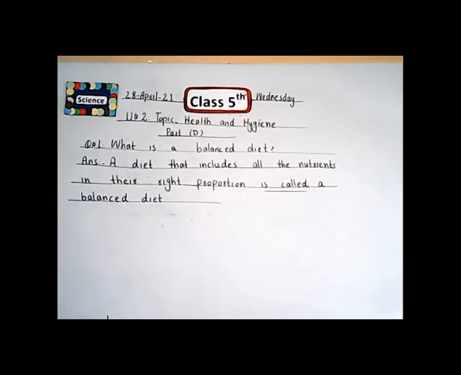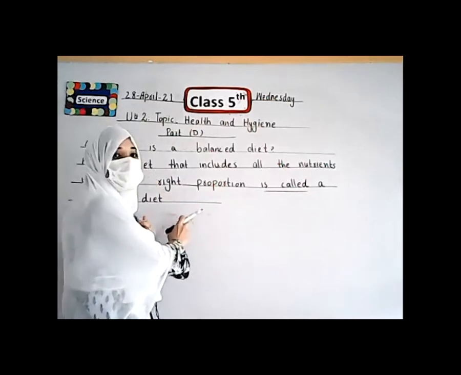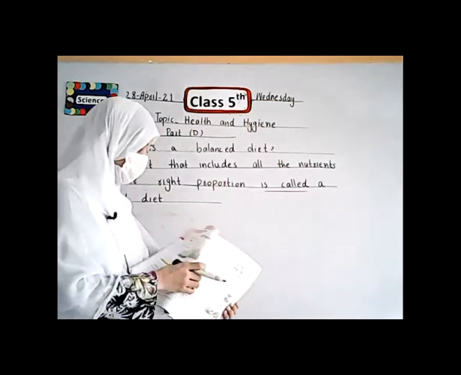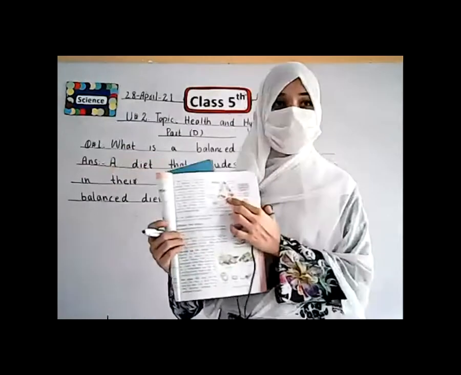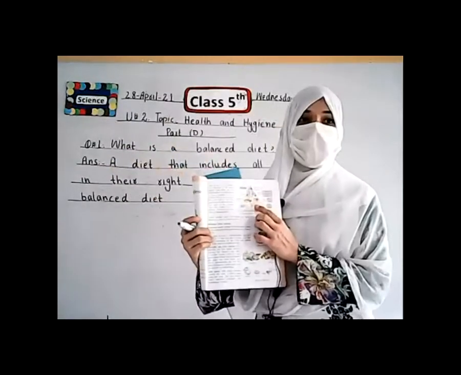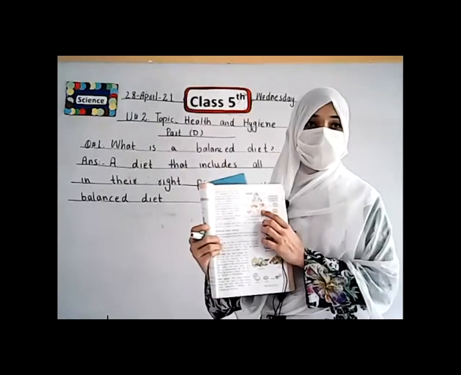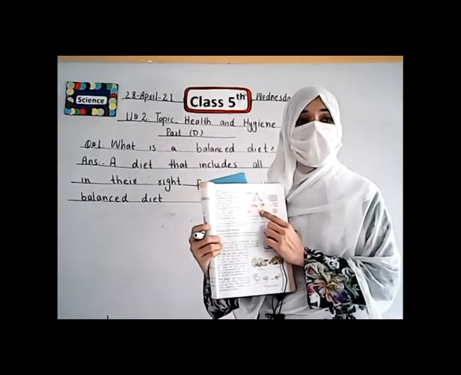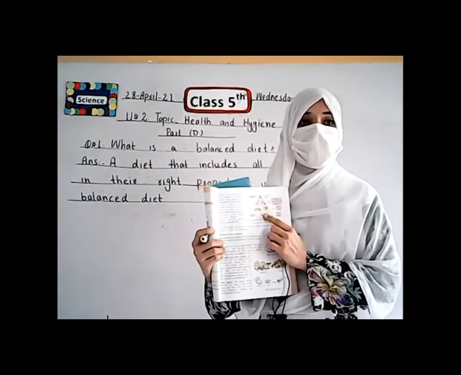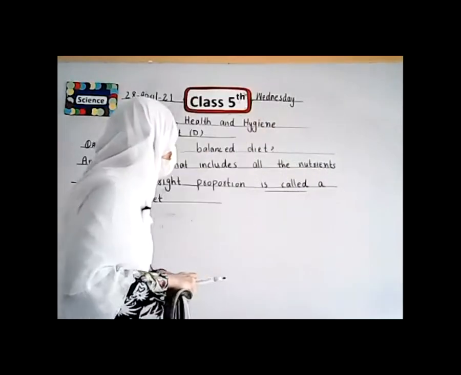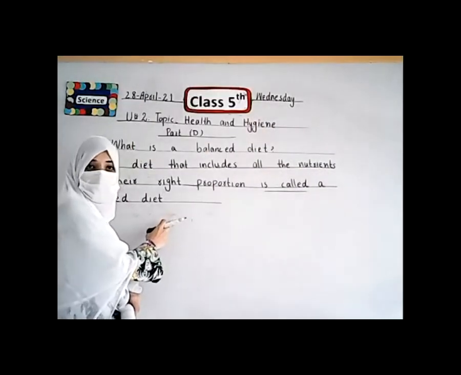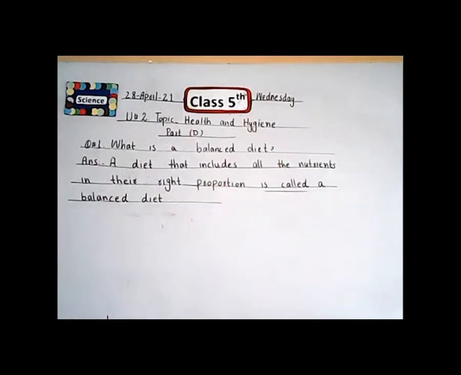Students, now I write the next question. After completing this work, I will check your copies. When you write this question on your copies, you also draw a diagram of balanced diet that has been made in your book on page 13. This diagram I share a screen with you. I show you this diagram. All the students also draw this diagram on your copies with this question. Is it clear? Now I write the next question.